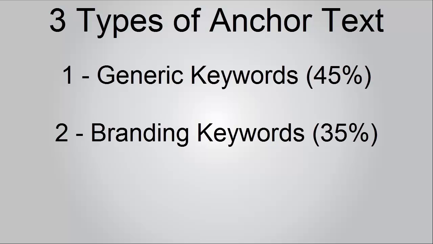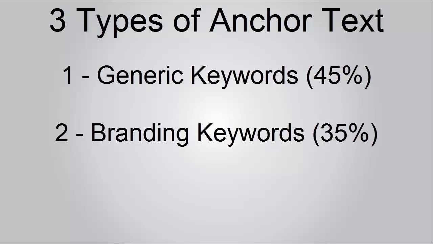So I would say if you want to go maybe 45% on the generic keywords, I would say maybe drop that down to about 35% for the branding keywords. So that's not like a hard and fast rule, and that's not been verified by Google or anything like that. That's just my own opinion, basically, that you should go for that kind of mix between generic and branding.